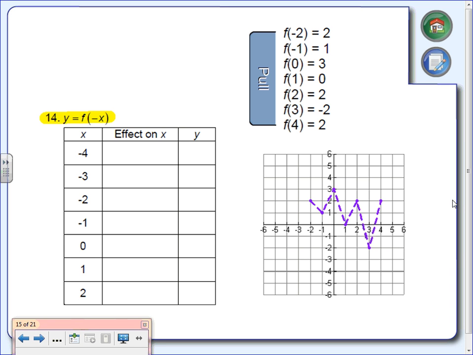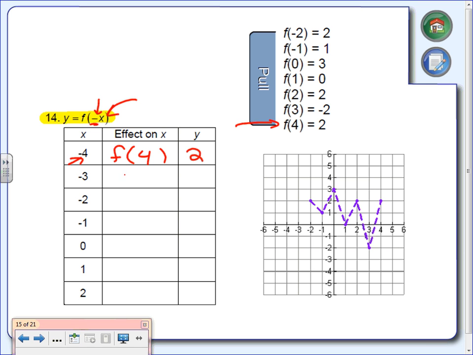Here we have y is equal to f of -x. Just like I've done with all the others, we're going to start by replacing the x with each of these x values. But you'll notice there's a negative sign here. And that negative means we're going to change the sign. We're looking at the opposite. So for example, that negative sign times that -4, a negative times a negative makes this a +4. So now what we're looking at is f of +4. And what is f of +4 according to this little chart over here? It's a 2. So all we're doing is changing the signs.